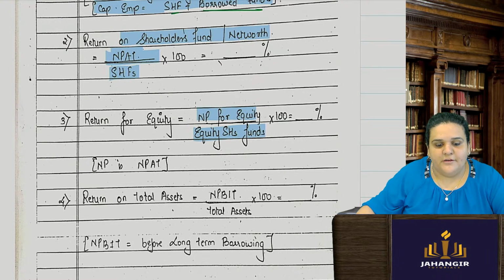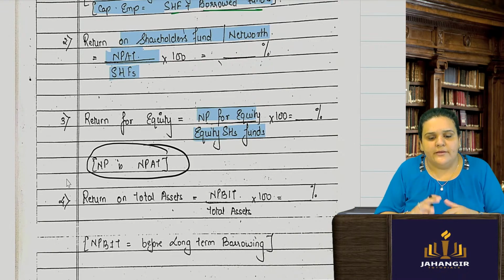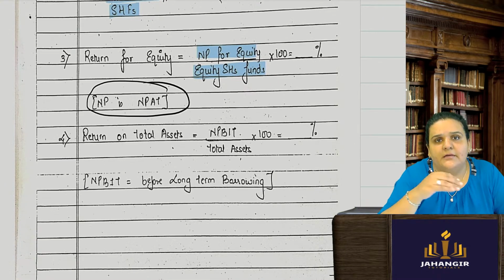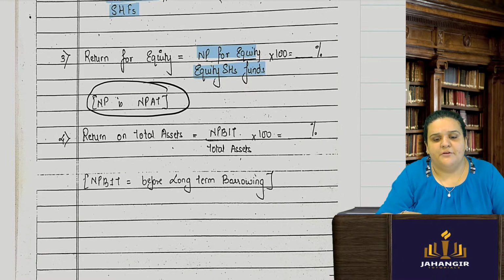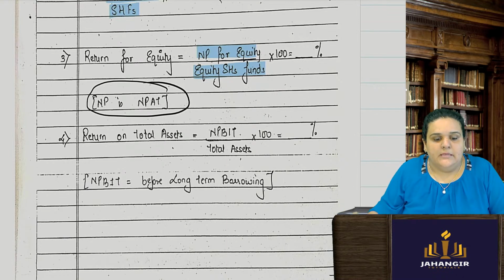Okay, that net profit is obviously net profit after tax. Net profit available for equity shareholders. We all know what is that. After deducting everything, after tax, after preference dividend. Okay, so all that once we deduct, we come to net profit available for equity shareholders.